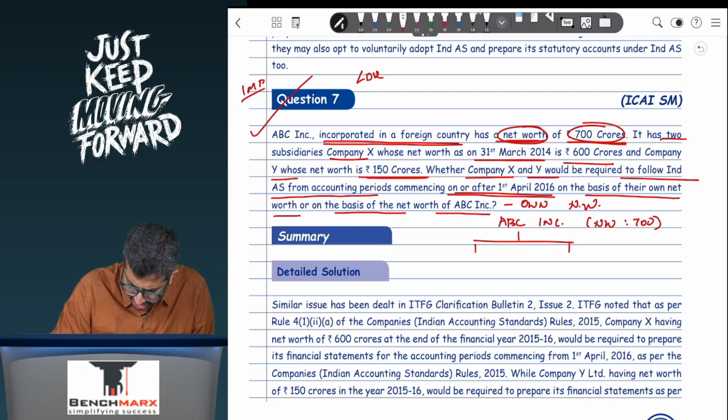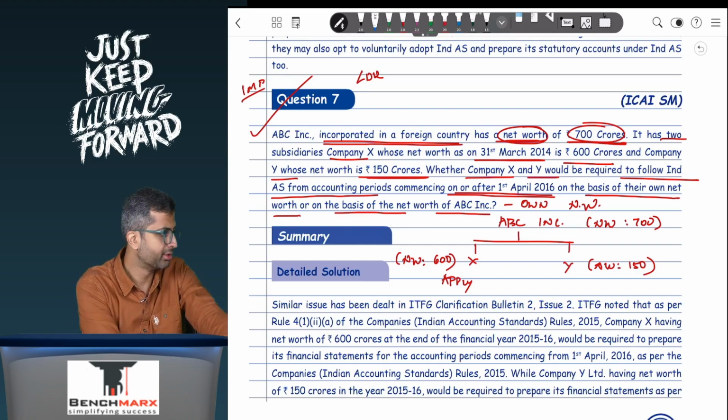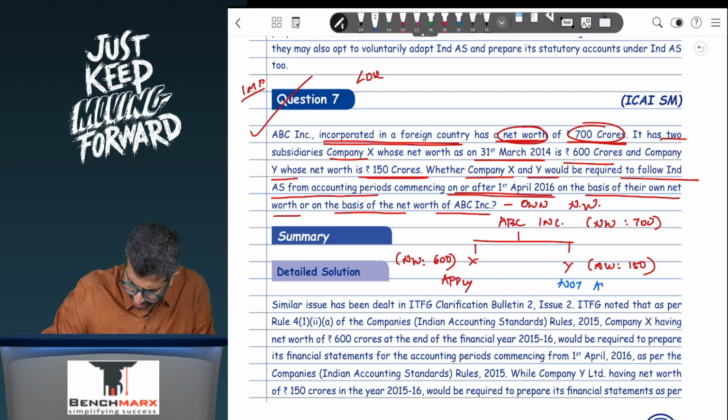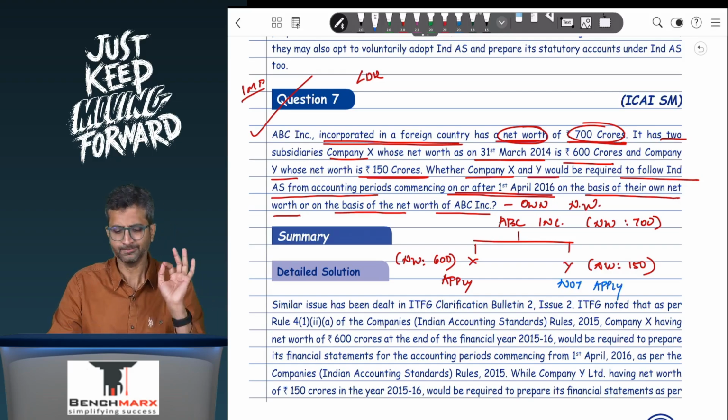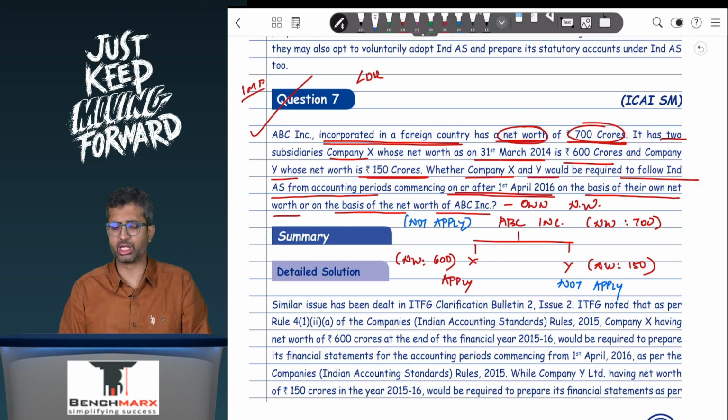It has two companies, X and Y. X has a net worth of, I think, 600 crores. So Ind AS would apply. Y has a net worth of 150 crores. What do you guys think? For Y, will Ind AS apply? No, not apply. Achha, what about ABC? Well, ABC has to do no Indian reporting and hence Ind AS will not apply because it does not have to do Indian reporting unless the question tells me other way around.